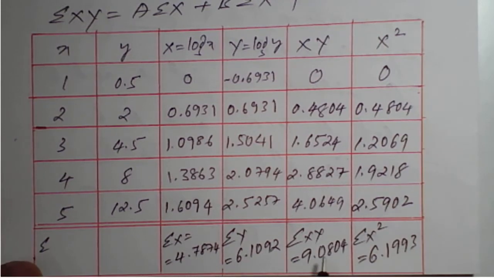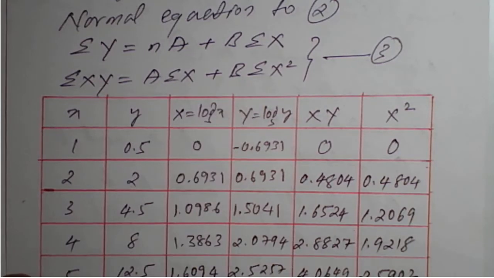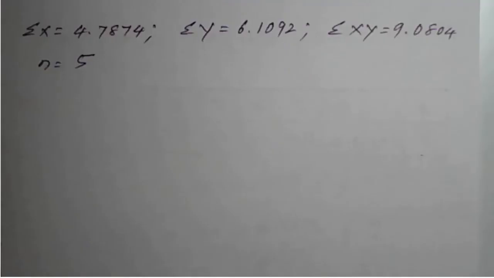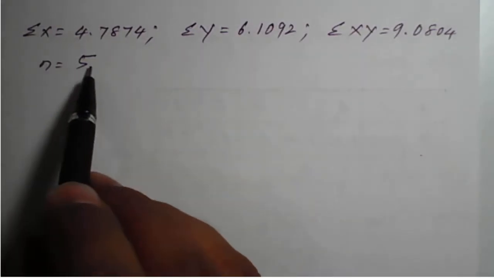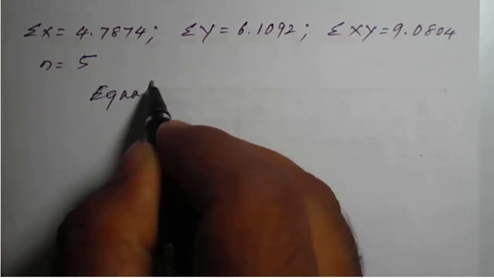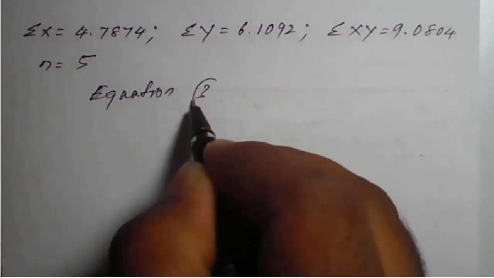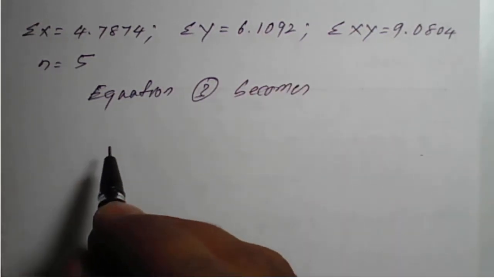So we got all these summations, and whatever summations we got, we have to apply in equation number 3. We'll see that equation now. I have collected all the summations once again. Here the n value, if you count it, will be 5. So equation 3, our normal equation, becomes as follows.